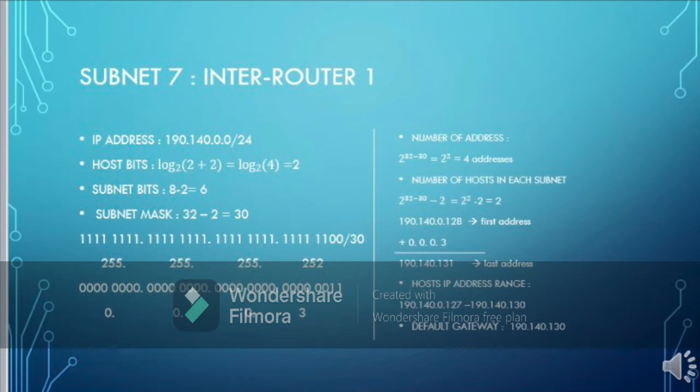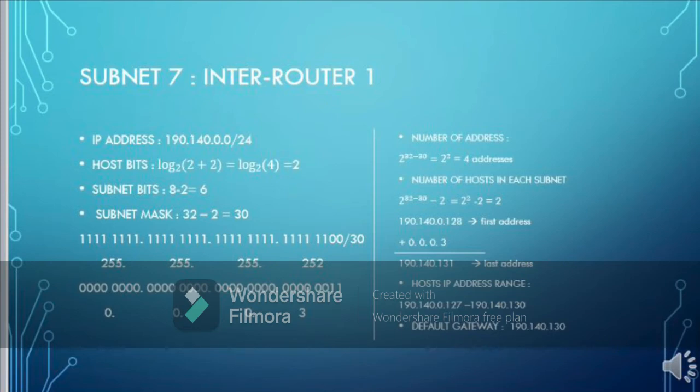So subnet number 7 is for interrouter 1, and the number of ports we have for this subnet is 2. So to find the host bits it is log base 2 of 2 plus 2, equals log base 2 of 4, equals 2. So we have 2 host bits over here. And next we can find the subnet bits, which is 8 minus the host bits, equals 6. Then for the subnet mask, we have 32 minus 2 equals 30.